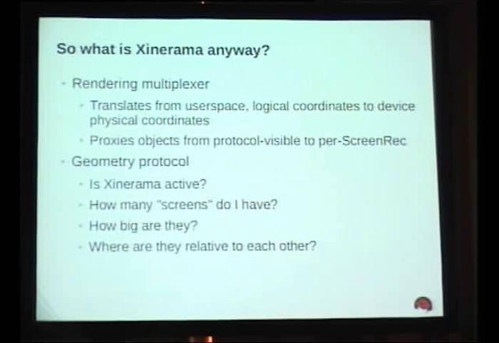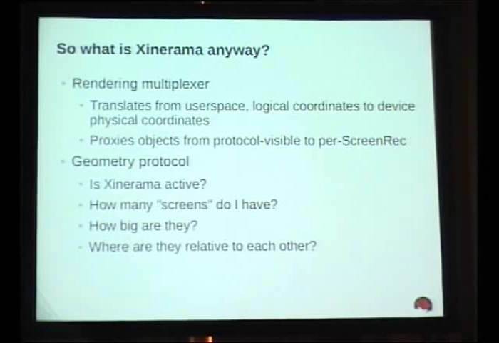It's actually two things. It's this rendering multiplexer, so your request comes in from the client's application and translates rendering requests from where they are in this kind of unified client visible view of where your screen objects are, and translates that relative to each screen rec, each driver instance, so that the pixels show up in the right place. It also has a kind of an object management layer.